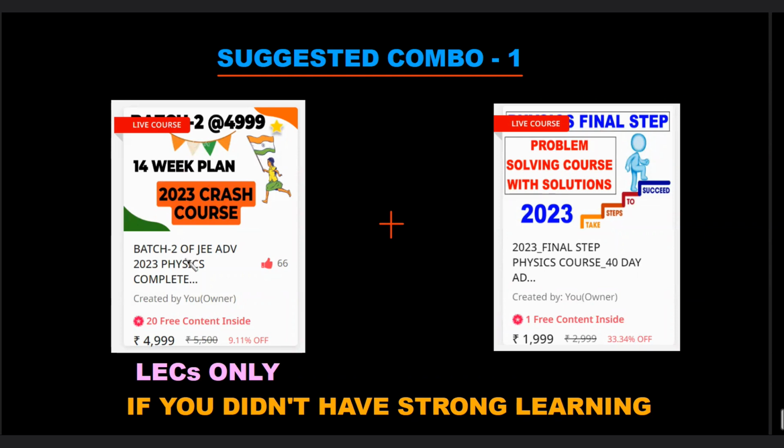But please beware, since the number of days is less compared to the 14-week plan for the crash course, you can only watch the lectures. I'll give the DPPs inside that, but you'll not have time. So a better combination for new students would be to complete the lectures in batch 2 and directly do the final step problems. Because final step already has the solutions, there will be a quicker way of finishing things. Don't worry, the concepts will be covered in the lectures. It's just that the problems are different from here.